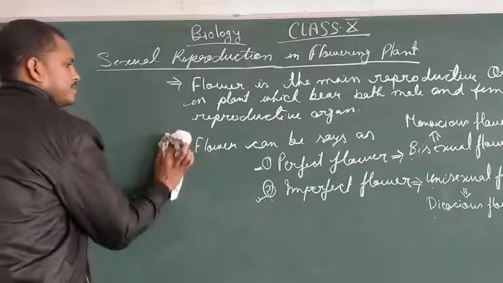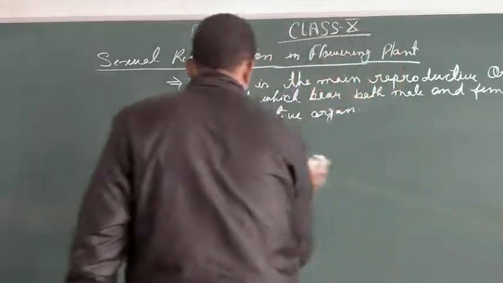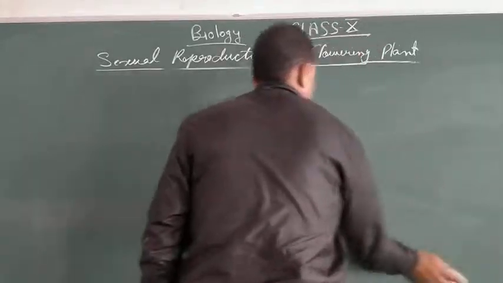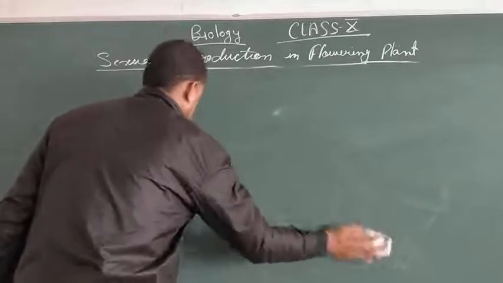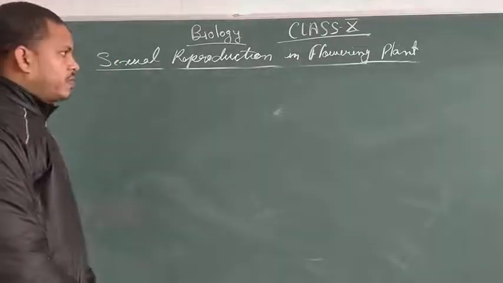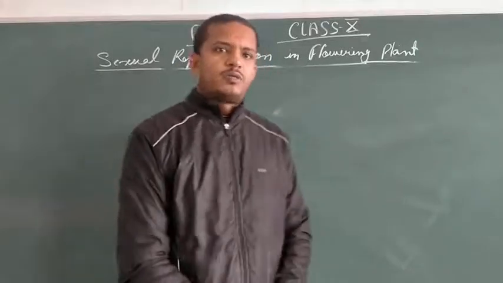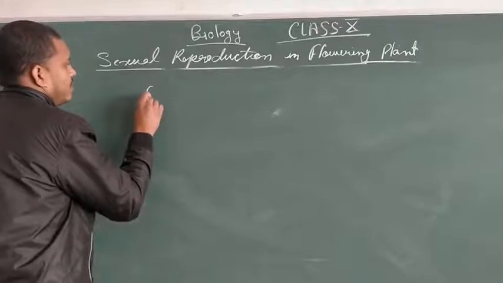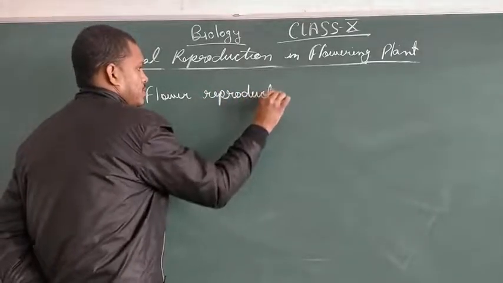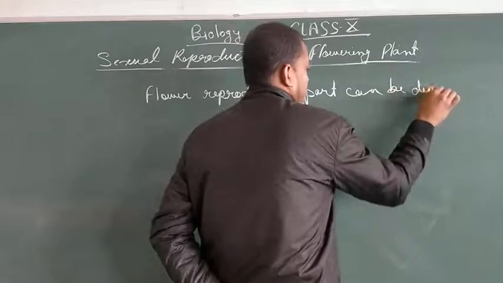Now we are moving forward. The second thing that we are going to discuss here is that in case of flower also there are primary reproductive organs and accessory reproductive organs. The flower reproductive part can be divided or differentiated.